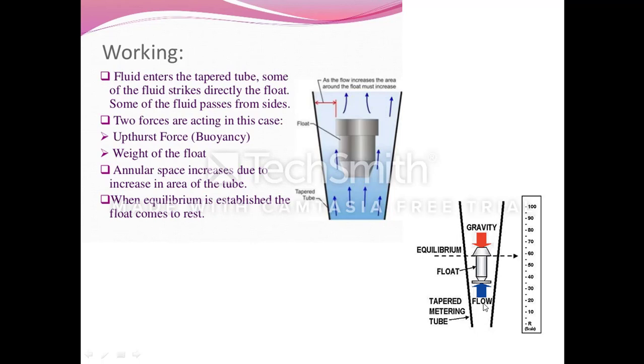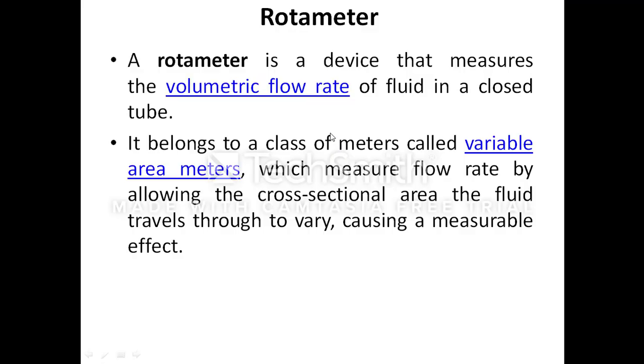If the flow rate is less, then the float will be at a somewhat moderate position. Suppose there is no flow or very little flow, then the float will be at the zero position. So this is the working of the flow meter called the rotometer.